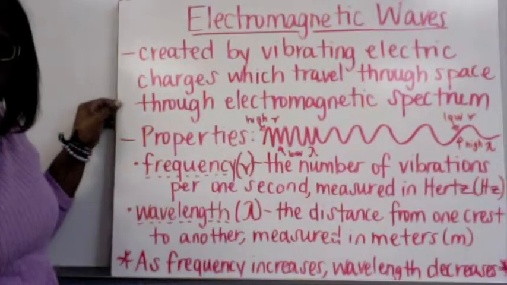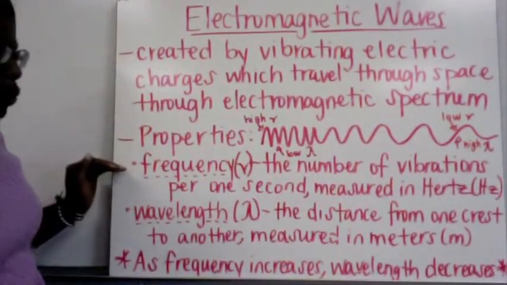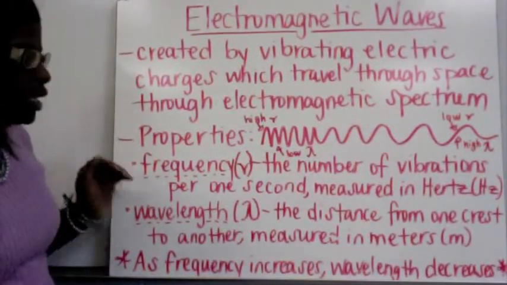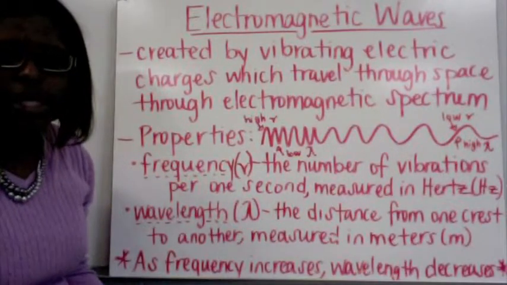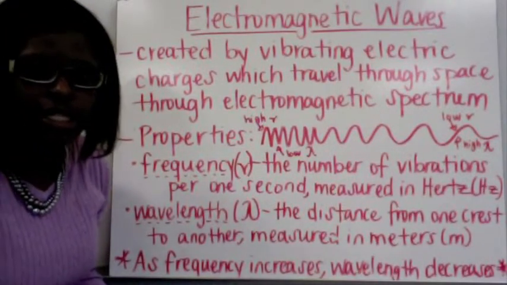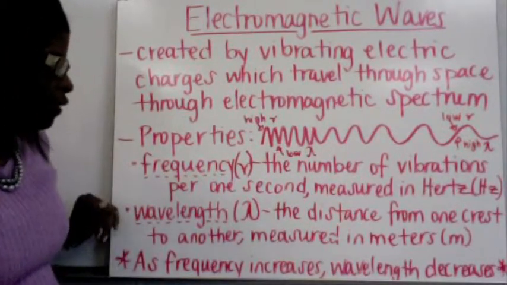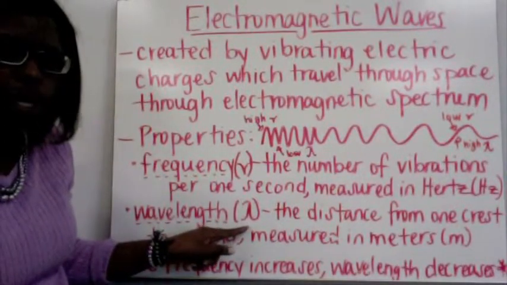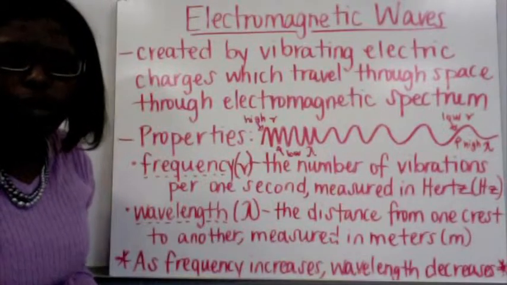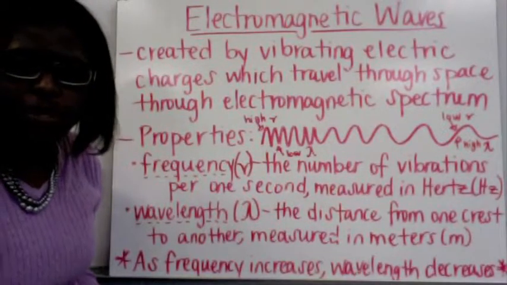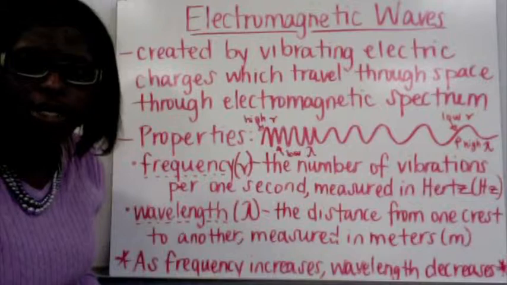So the properties of a wave include frequency, which we were just speaking of. Frequency is the number of vibrations per 1 second, measured in hertz. The symbol for hertz is capital H, lowercase z. And then we have wavelength, which is represented by the Greek symbol lambda. It's the distance from one crest to another, and it's measured in meters, which has the symbol of lowercase m.